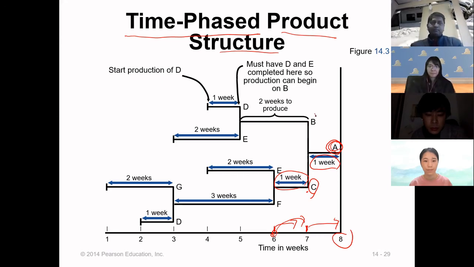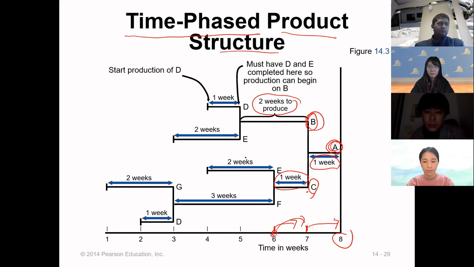Okay. Same as B, 2 weeks to produce. So B is actually a production part. Okay. The rest are purchase. C is order, F is order, D is order, and so on. So this B is produce. So you need 2 weeks to produce this B.